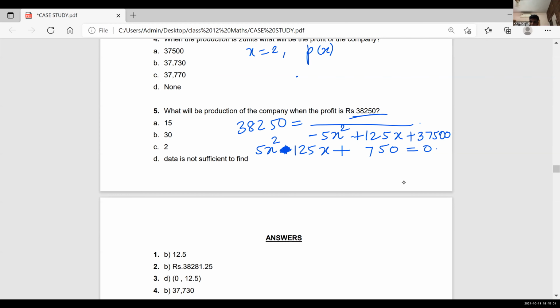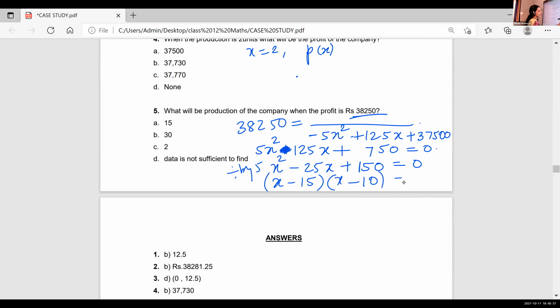Yes, ma'am. Now what we can do, we can divide throughout by 5 to make the simple equation. So x square minus 25x plus 150 is 0. Now product is 150, sum is 25. We can factorize this. So x minus 15 into x minus 10 is 0. So x is 15 or x is 10.